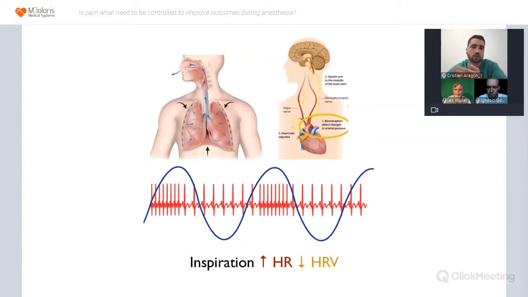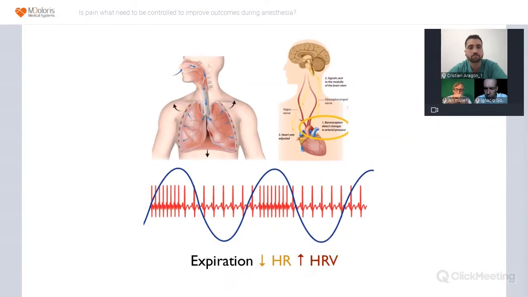When there is any variation in lung volume with inspiration, in order to have a more effective gas exchange, more blood has to reach the lungs. So the parasympathetic system is inhibited and the sympathetic system is activated, increasing then the heart rate. And on expiration, the vagal system is activated, decreasing heart rate and increasing then the heart rate variability.